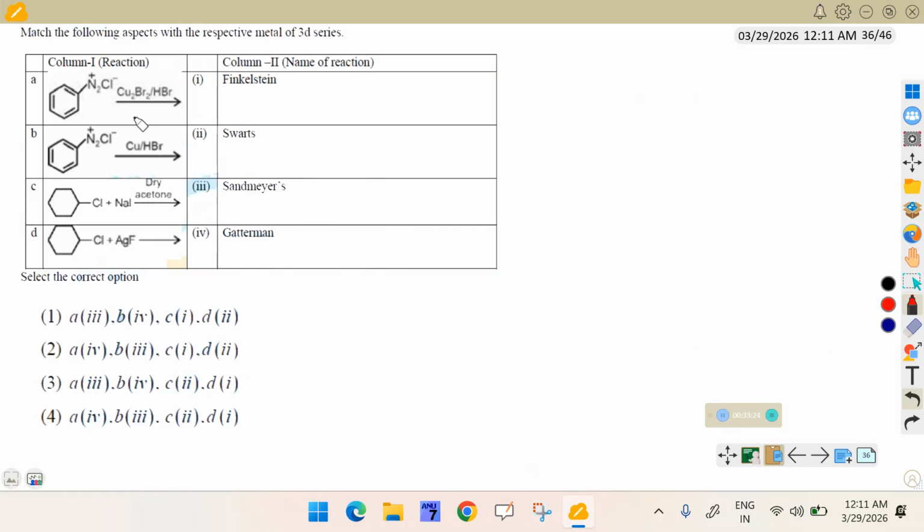Match the following. Diazonium salt reacts with HBr in the presence of Cu2Br2: Sandmeyer reaction, A3. It reacts with HBr in the presence of copper powder: Gattermann reaction, B4. A haloalkane reacts with sodium iodide in the presence of dry acetone: Finkelstein reaction, C1. Automatically D is 2. So 3, 4, 1, 2. The first option is the correct option.